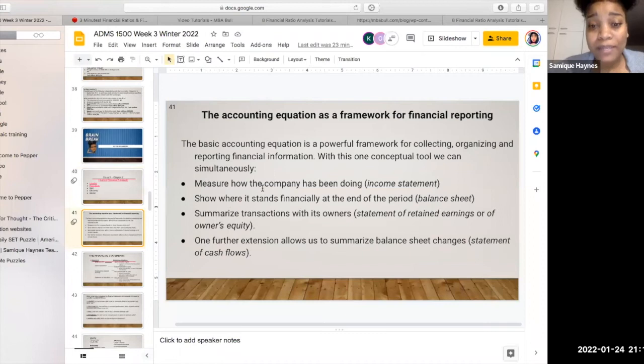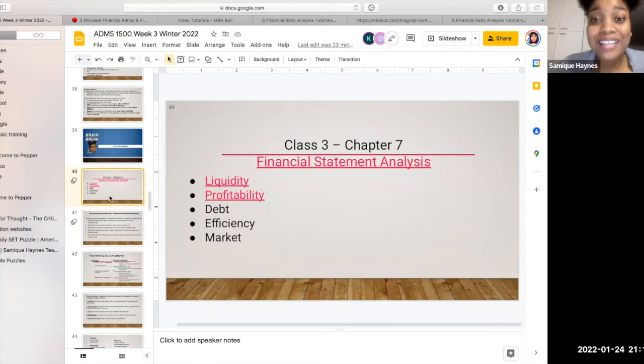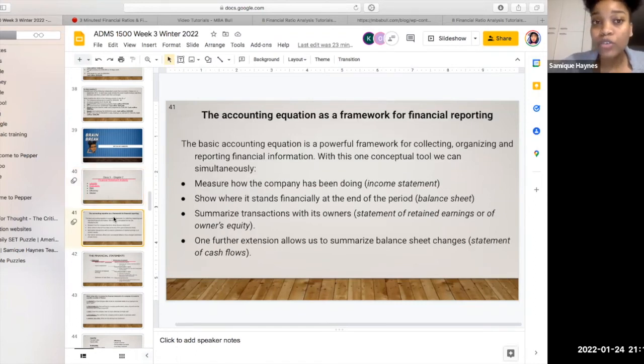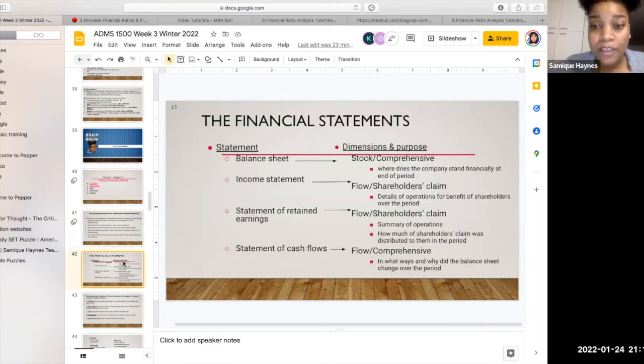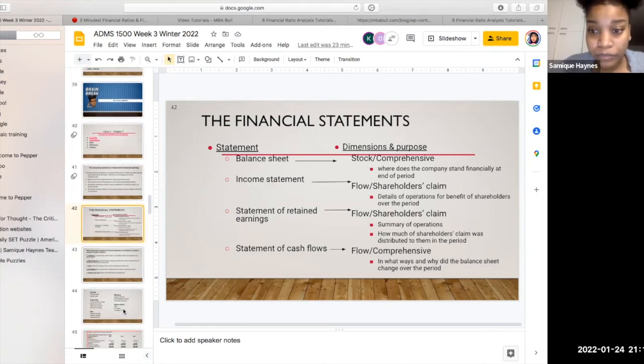And what happens here is that we have just summarized the different financial statements. As we know, we are going to be using these ratios to analyze our financial statements. So for the balance sheet, we're going to use a couple of ratios in order to analyze it and see what that balance sheet is really telling us about the financial situation of the business. Okay.